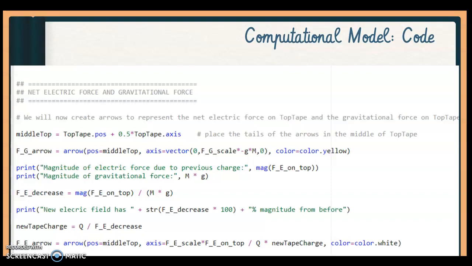We will create n arrows for these electric field vectors, placing their tails at each dQ on the top tape. We will calculate the electric force on the top tape due to the bottom tape by adding up the forces from each dQ in the bottom tape as they interact with each dQ in the top tape. We ignore the interactions between the dQs within each separate tape.